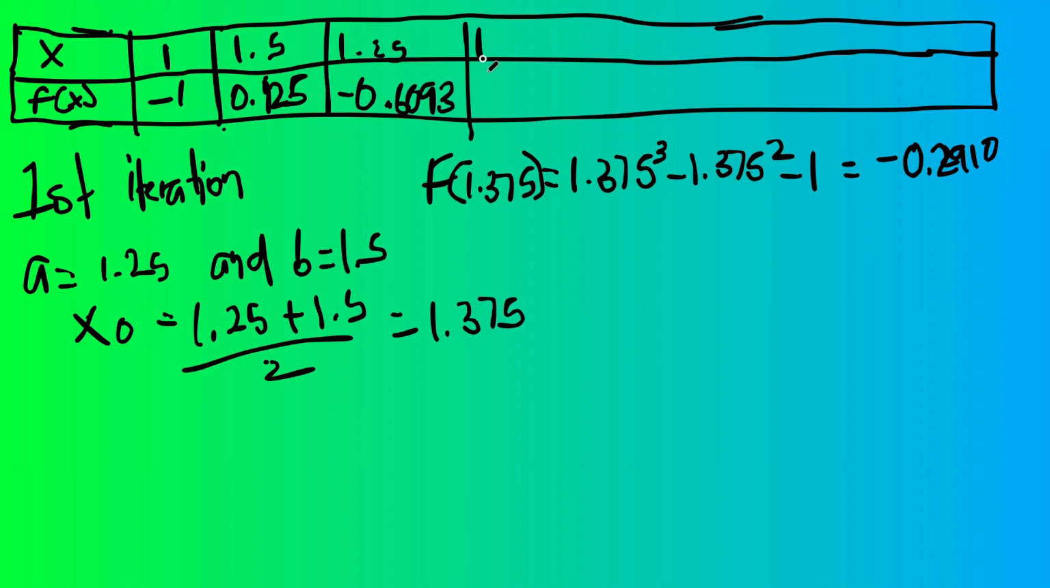So another table, another coordinate is 1.375 and negative 0.2910.